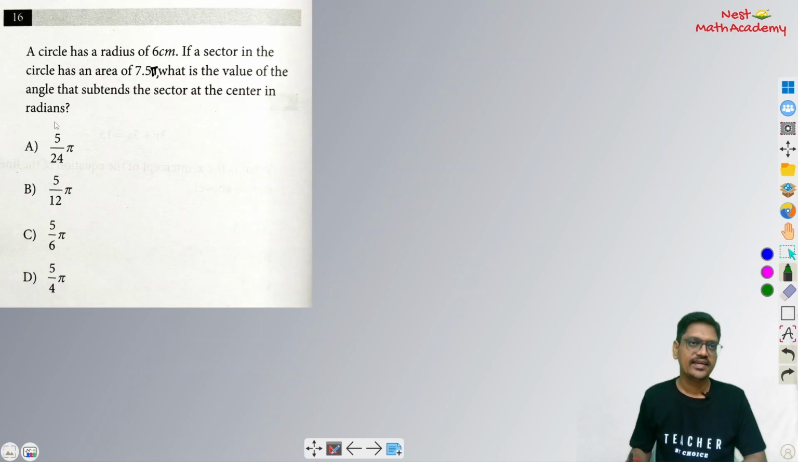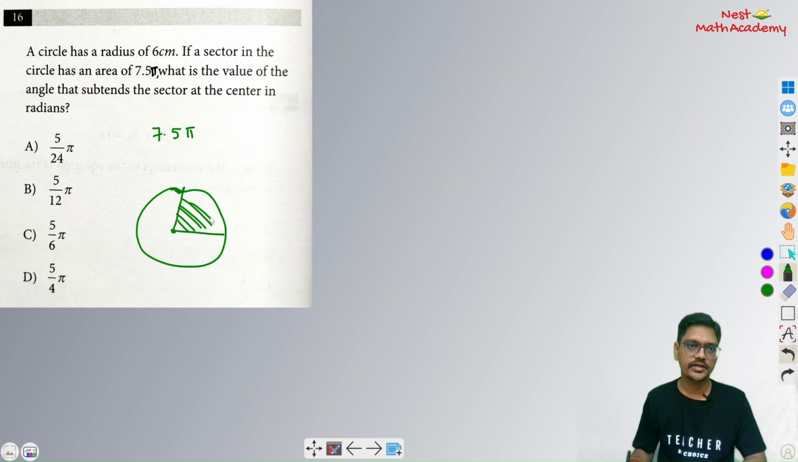Question number 16. A circle has a radius of 6 centimeters. If a sector in the circle has an area of 7.5 pi, what is the value of the angle that subtends the sector at the center in radians? So there is a circle and there is some sector of the circle, something like this, whose area is this much. The area of this sector, this whole area, is given as 7.5 pi, and the radius of this is 6 centimeters. Now they're asking how much angle this is subtending at the center. This angle theta they're asking in radians.